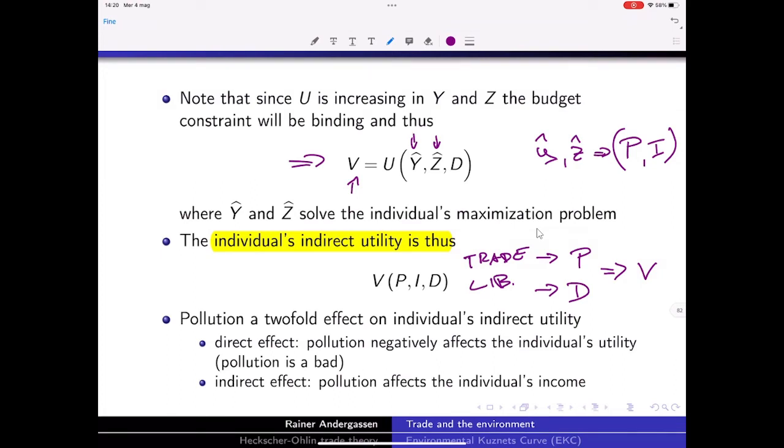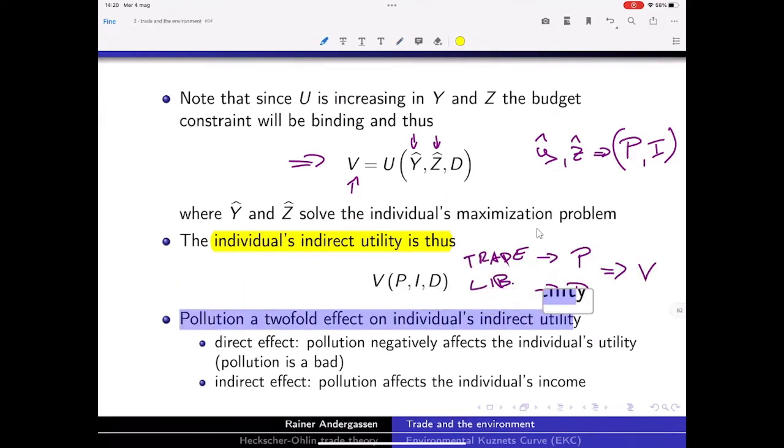Intuitively here, we're going to see this formally. Pollution has a twofold effect on individuals' indirect utility. The direct effect is that pollution clearly affects individuals' utility negatively, because pollution is bad. If I'm living in a more polluted environment, my welfare is lower because of health effects, for instance asthma, higher infant mortality, lower life expectancy, and so on. But there is also an indirect effect: pollution affects the individual's income.